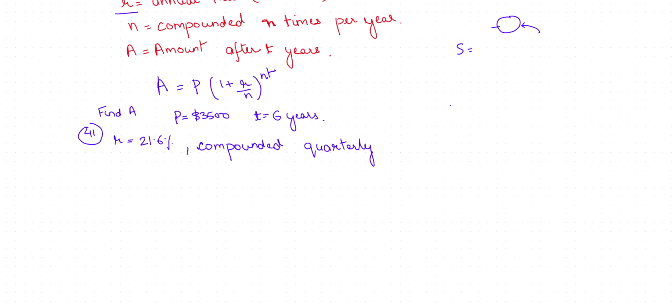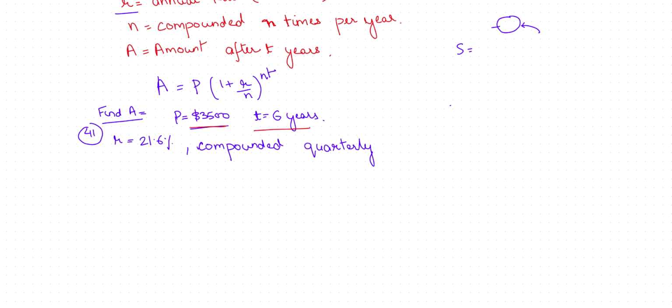In this question 41, we have to find the amount which we will get. Principal amount is 3500 and time is 6 years and it is compounded quarterly, meaning 4 times a year. After each quarter, the interest is added and we have a new principal.